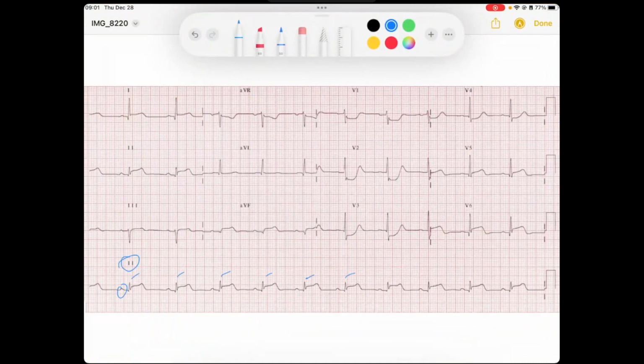And so let's go ahead and go through our algorithm. Let's look at what the atria are doing. I see I've got P waves in lead 1 that are upright, P waves in AVF that are upright. So I know that means my atrial conduction is going down to the left, which means good. That's a sinus P wave.